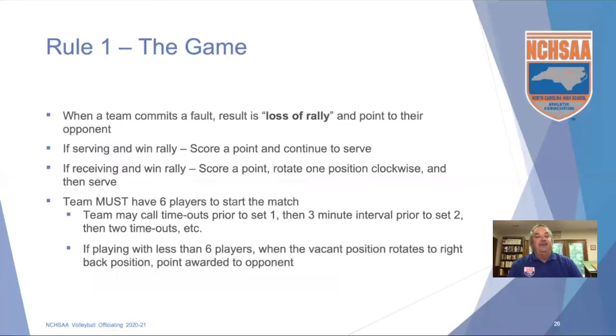So when a team commits a fault, and a fault can be something like letting the ball land in your court, or touching the ball and it lands out of bounds, there's lots that we'll go through, the result is what's called a loss of rally, because the rally is the actual moving of the ball back and forth across the net. When you lose a rally, a point is awarded to your opponent. And if the team that won the rally was serving, they score the point and they continue to serve. If the receiving team won the rally, then they score a point. They rotate one position clockwise, and then they would then serve.